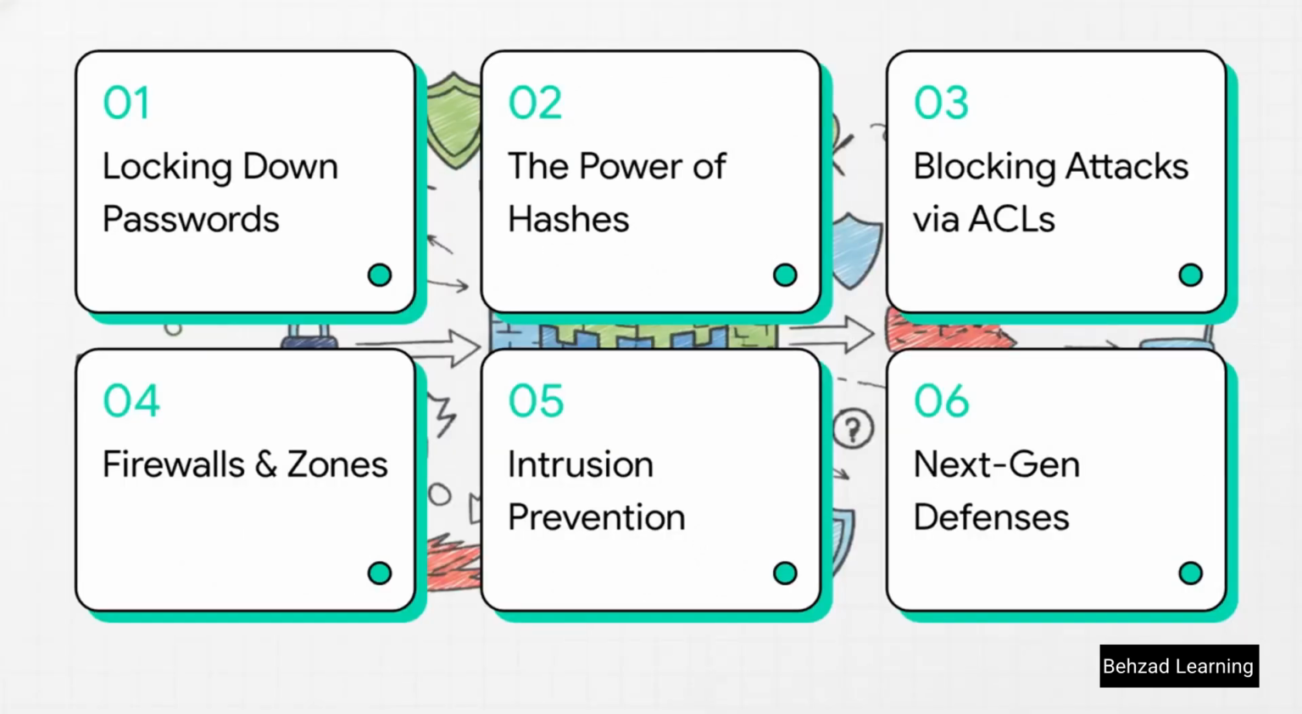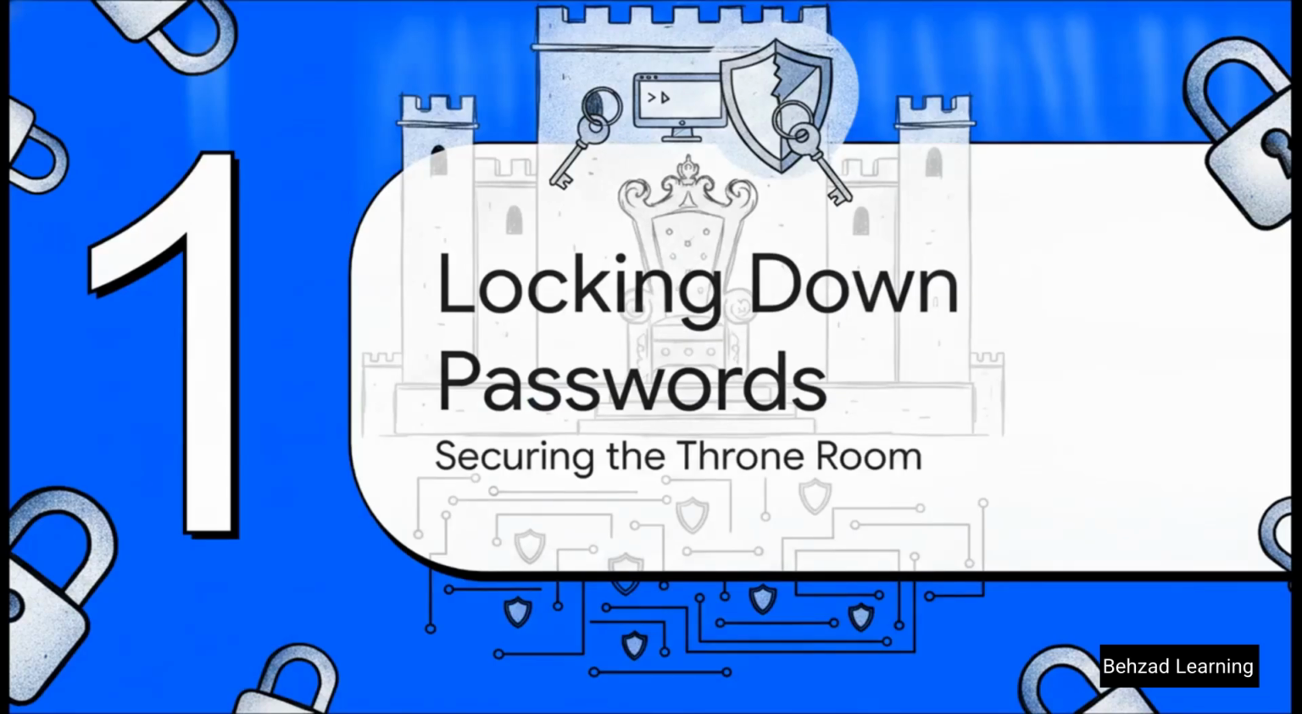So here's our roadmap for this explainer. 1. Locking down passwords. 2. The power of hashes. 3. Blocking attacks with ACLs. 4. Firewalls and security zones. 5. Intrusion prevention systems. And finally, next-generation defenses. Let's get into it.